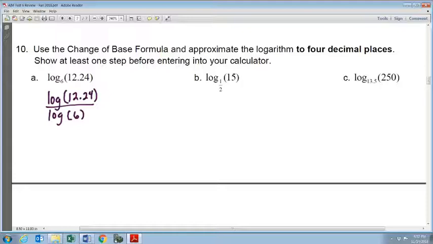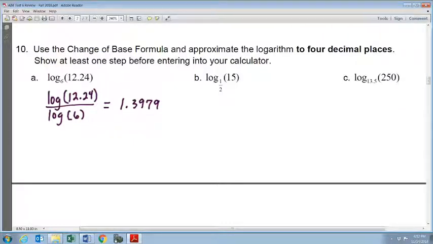So notice now the base is 10, it was 6. And if you just put it in the calculator just like it looks there, using division after you put in the first log, you should get 1.3979.